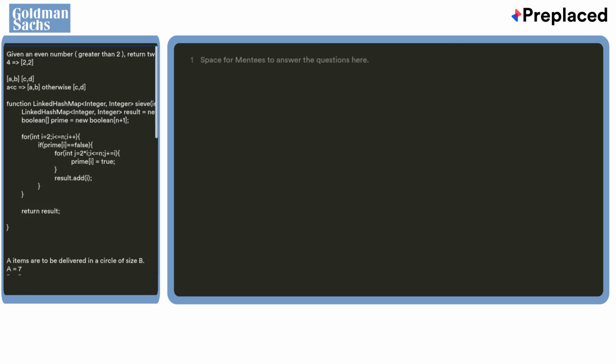So, sir, as we are given B equals 5, first we will do 8 mod 5, that would be 3. If we start from the first person, the third person should have been the last person to receive a delivery. But now the starting point is 2. So it will be 3 plus 2 mod 5, which would give 0. But because of our program, it would change to 5. So the fifth person would be the last person to receive it.